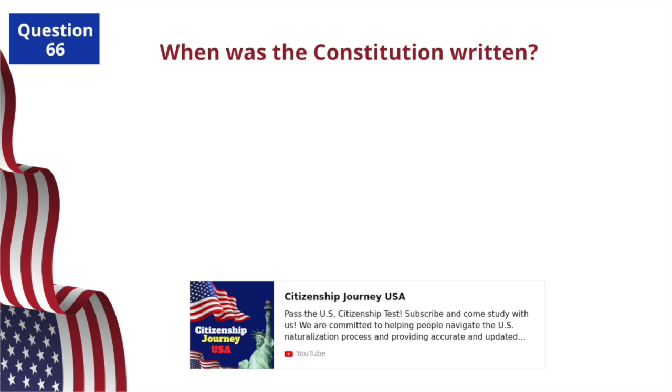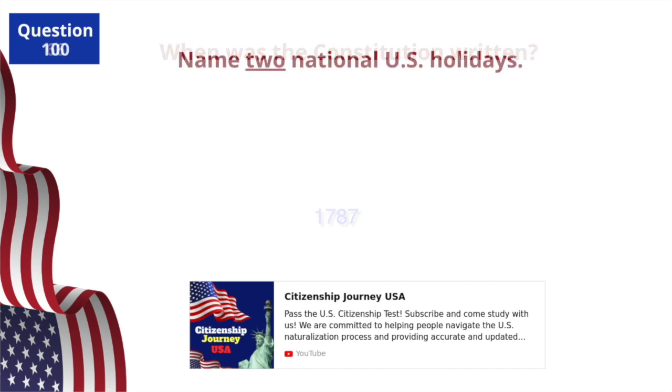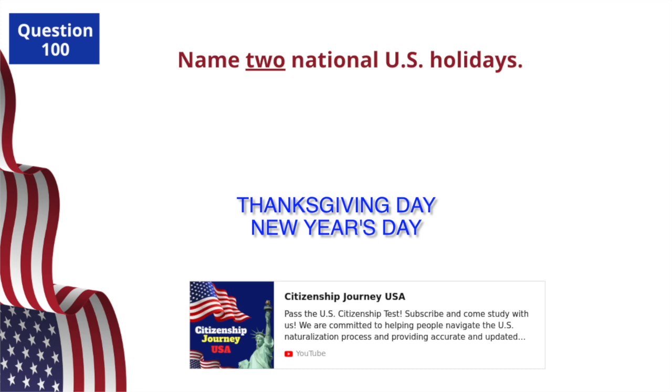When was the Constitution written? 1787. Name two national U.S. holidays. New Year's Day. Independence Day.